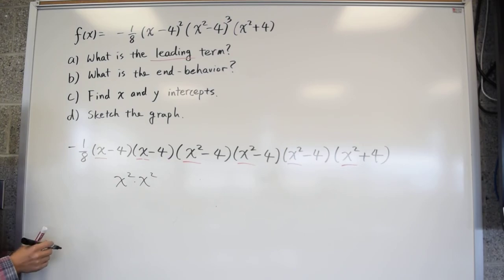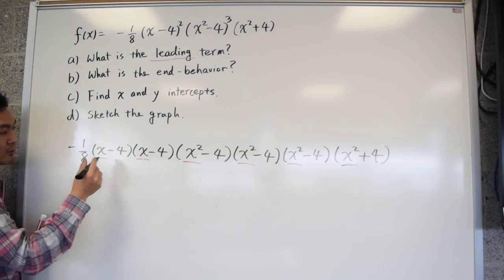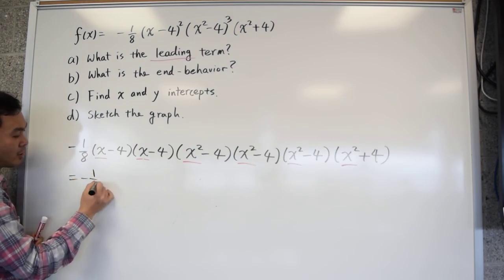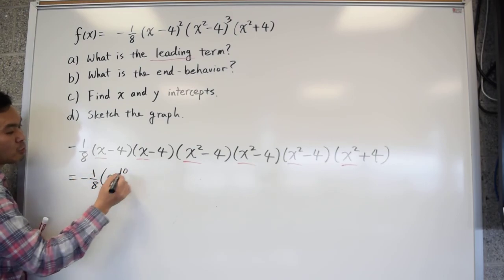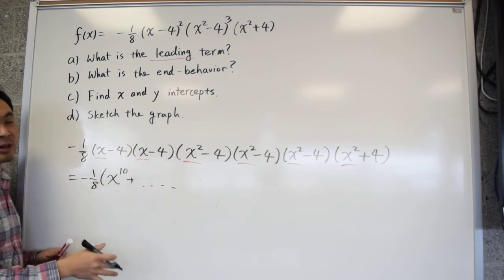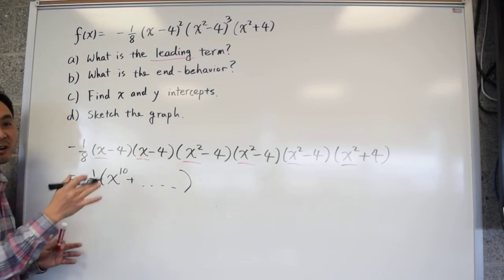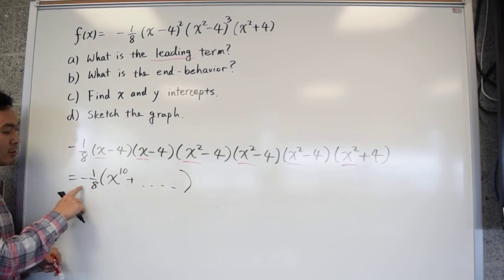Right, it's 10. So if you multiplied everything that's underlined, you're going to get negative 1/8 x to the 10th will be the highest, and then you're going to get other terms if you expand. But that's just too much work. We're not going to do it. We don't care. Okay. But then there's negative 1/8.